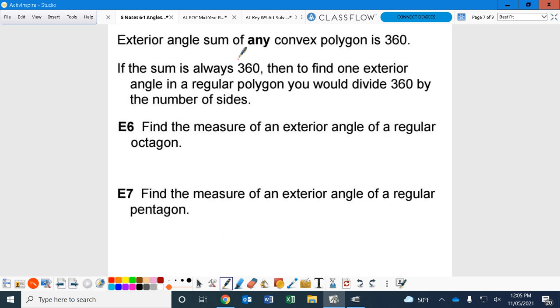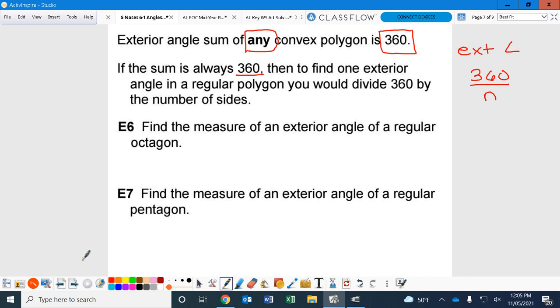So again, the exterior angle sum of any convex polygon is going to be 360. Because it's always 360, you can find an exterior angle by just dividing 360 by the number of sides. That's it. Exteriors are really easy, guys. And if you want to cheat and get the interior after you have this formula, interiors and exteriors have to make a straight line.